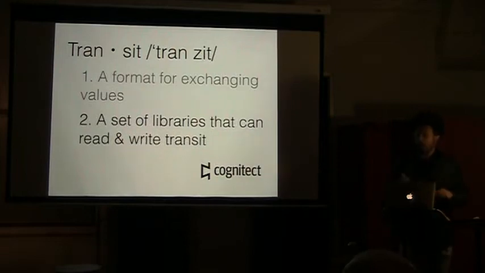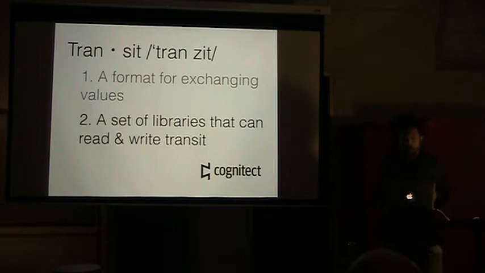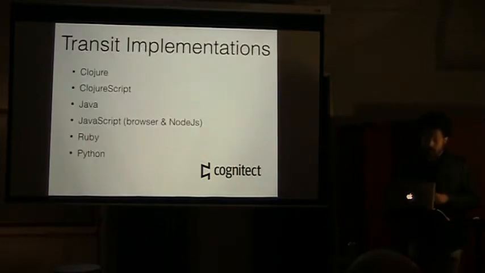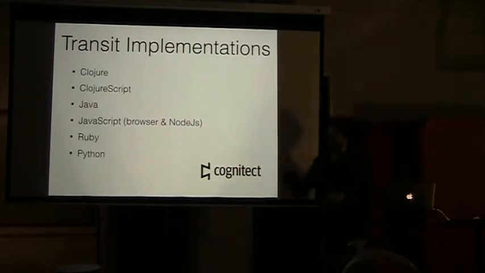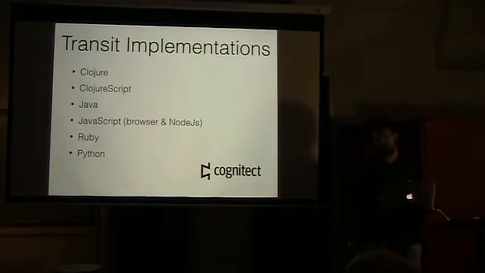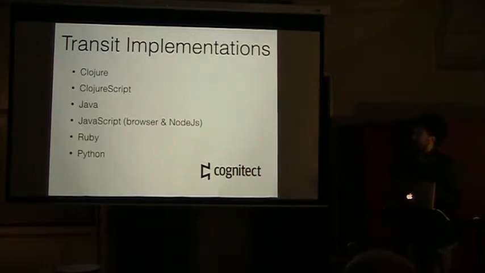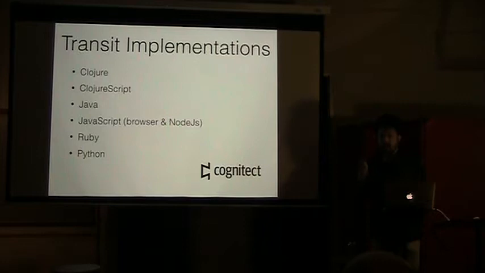Okay, this might sound cool, but it's not that cool if you don't have a lot of libraries that understand this, right? If you want people to adopt this thing, you have to ship with the libraries that let you do this. So actually, over the summertime, we shipped Clojure, ClojureScript, Java, JavaScript, which works both in the browser and under Node.js, Ruby, and Python. Open source ones include OCaml, Erlang, Haskell, Scala, Go, and I think Objective-C.